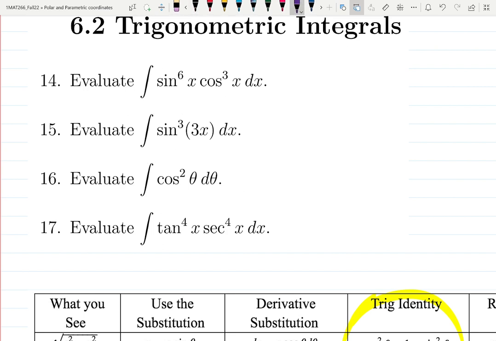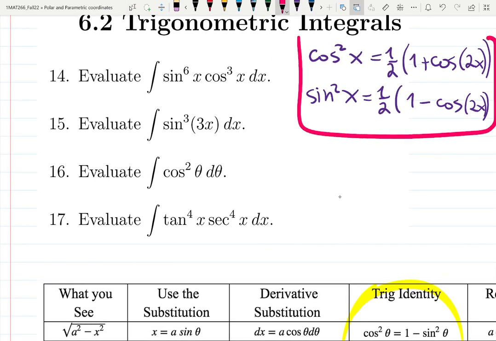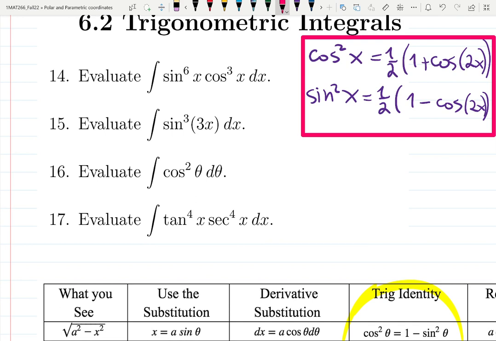Now let me review both. Double angle formula says if you have cosine square x, it will be 1/2, 1 plus cosine, double x inside. If you have sine square x, it will be 1/2, 1 minus, it's still cosine, cosine 2x, like so. Use these. Basically, these two formulas also have a name, the power reduction formula. Because we know how to integrate cosine of 2x. So if you use this formula, we're reducing the power. So the name is the power reduction formula.